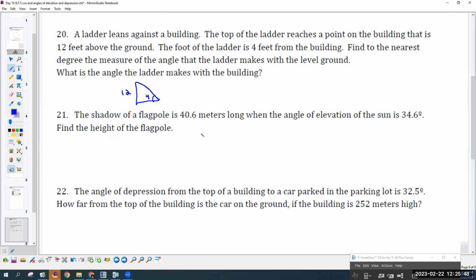The shadow of a flagpole. So I know the flagpole is 40.6 meters. Oh, the shadow is 40.6 meters, be a good reader, Strauss. Shadow, 0.6. This is the flagpole. So I'm looking for the height of the flagpole. And I know the angle of elevation of the sun, but it's an angle of elevation. So there we go. I should probably bring to the sun, but that's okay. It is 34.6, and you are able to solve that.